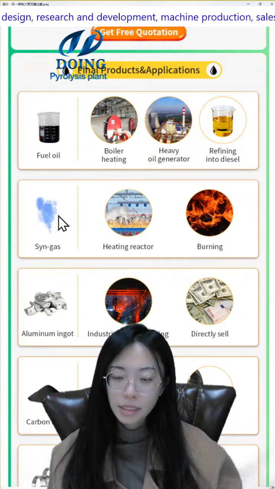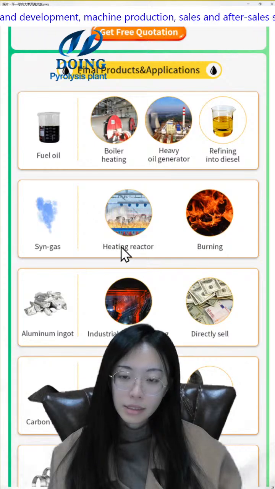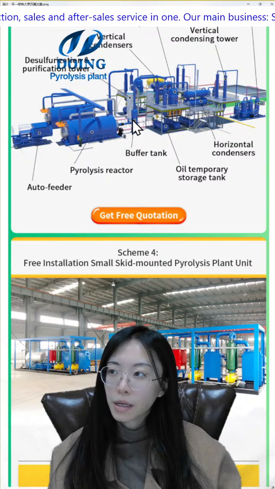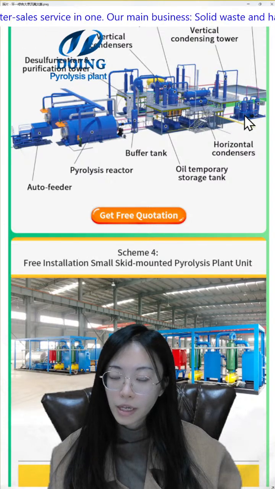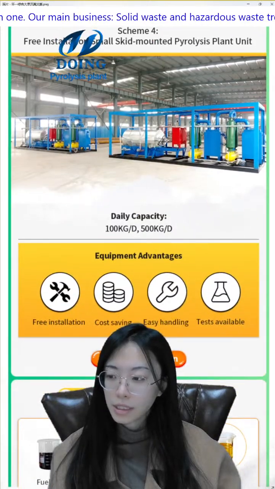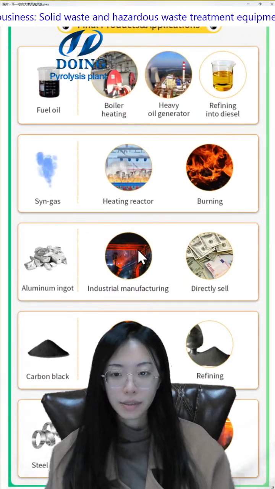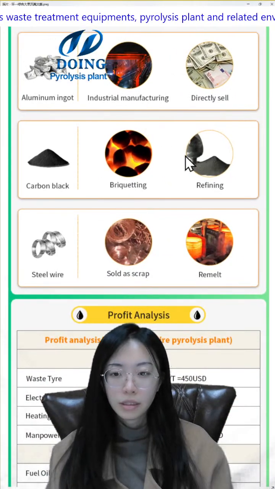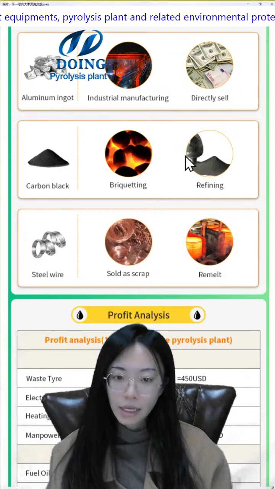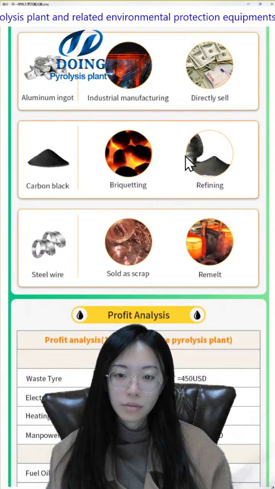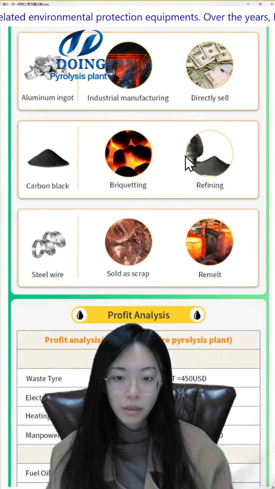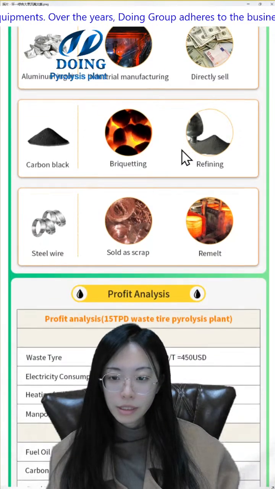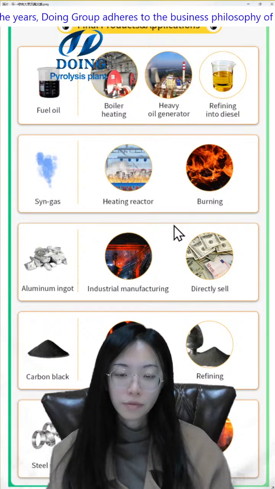And the syngas can be used directly for the reactor. Here, this is a reactor, and the syngas will come out here, and by using this purification system it returns to the reactor to heat, and it can save our extra heating energy. And also the carbon black from the waste tire can be used for heating or refined into raw material for rubber or paint. Then the steel wire can be sold as scrap or remelted. This is the application of the products from the waste tire.